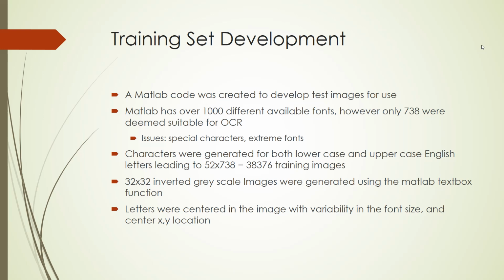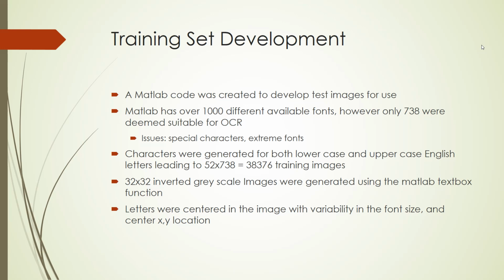For this project, we are doing both uppercase and lowercase letters. That gives us a total of 52 categories, leading to a total of 38,376 training images. Like I said, the format is 32 by 32 inverted grayscale. We just used the MATLAB text box function, so we create a text box in an image, put in whatever font we want at whatever size, and generate the text in an image form.